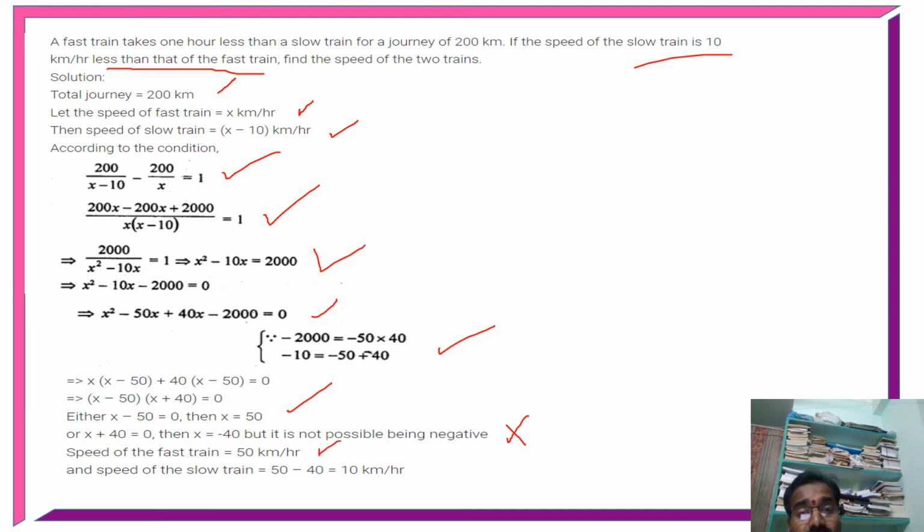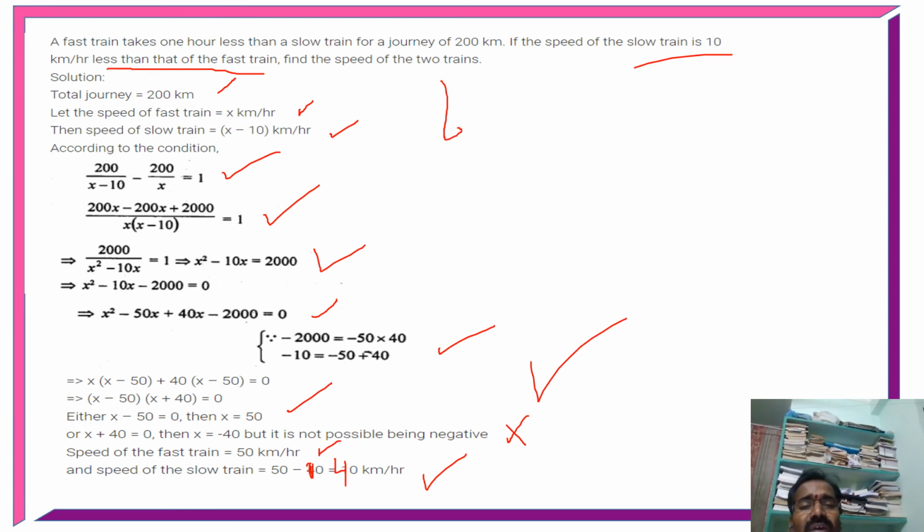Sometimes they will ask the speed of the slow train or passenger train. It is decreased by 10 kilometers. So for the slow train, 10 kilometers less, students. The speed of the fast train is 50, so the speed of the slow train is 50 minus 10, that is 40 km per hour. Once again I am saying, students, the speed of the slow train is 10 km less, that is why 50 minus 10, that is 40 kilometers per hour. So the speed of the faster train is 50 km per hour, and the speed of the slower train is 40 km per hour.